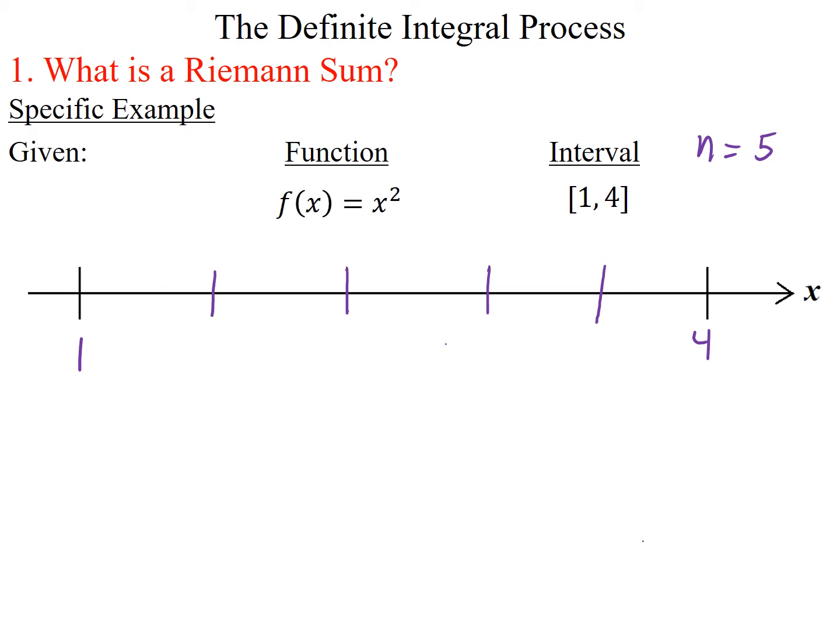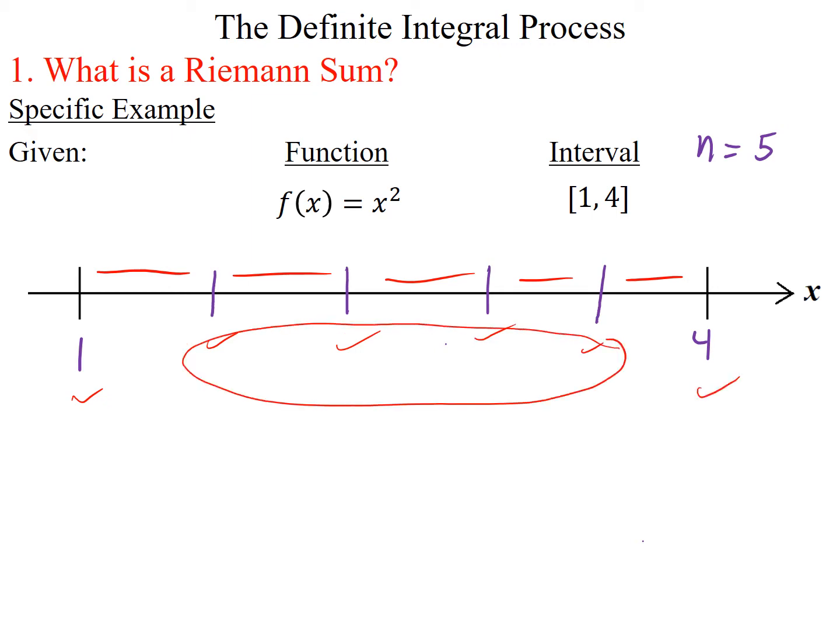But I want you to notice I have 5 intervals now. 1, 2, 3, 4, 5 subintervals. Well, how many tick marks do I have? 1, 2, 3, 4, 5, 6. And if you don't count the end ones, because we already had them there, then you had to put 4 more. Okay.